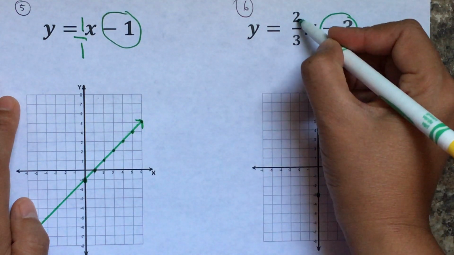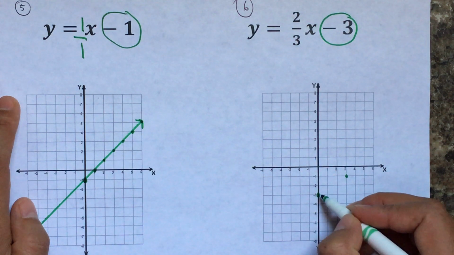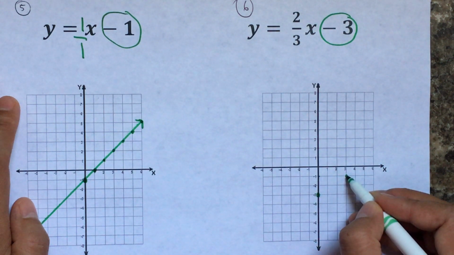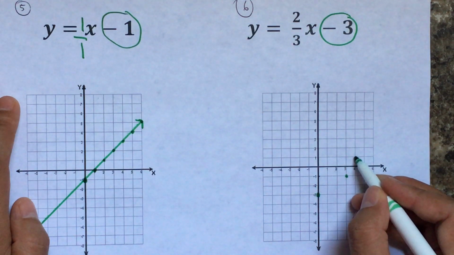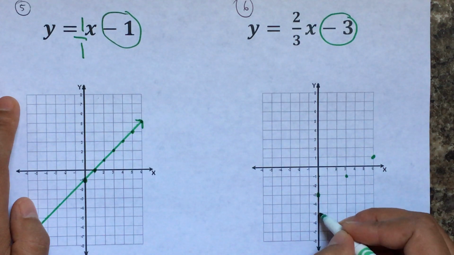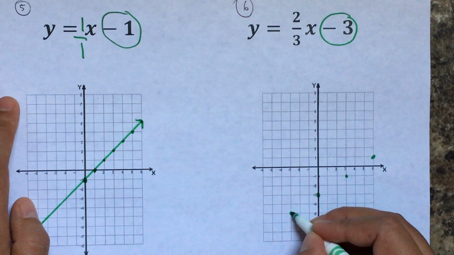So this is up or down. This is to the right or left. Up 2, 1, 2, 3. Up 2, 1, 2, 3. Okay, and then the opposite will be down 2, 1, 2, 3.